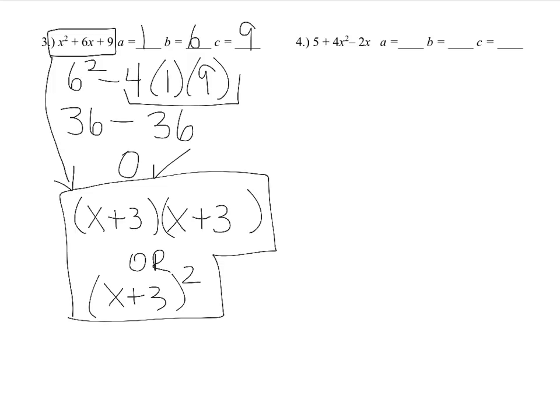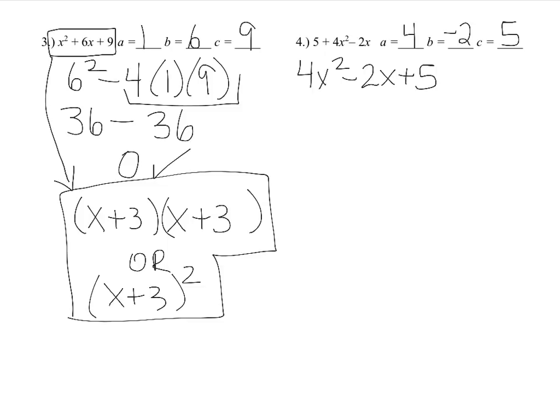Okay, now let's try number 4. Number 4, pay attention, it's not in the correct order. So I've got to put 4x squared first, minus 2x, plus 5. Okay, so now A is 4, B is negative 2, C is 5. So now let's use the discriminant.